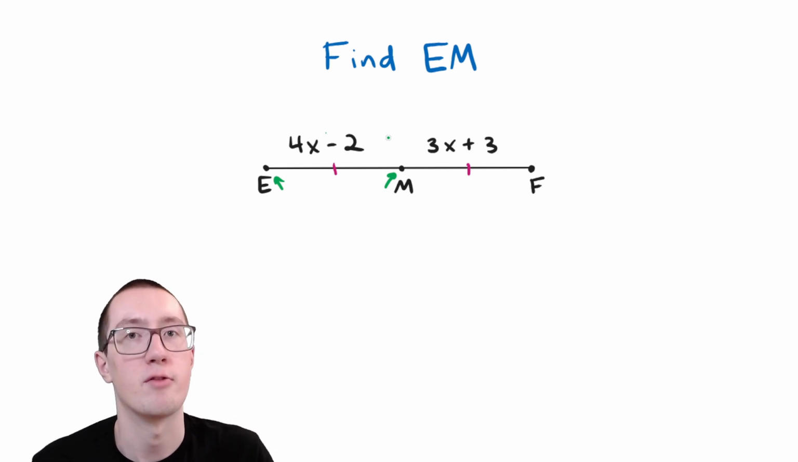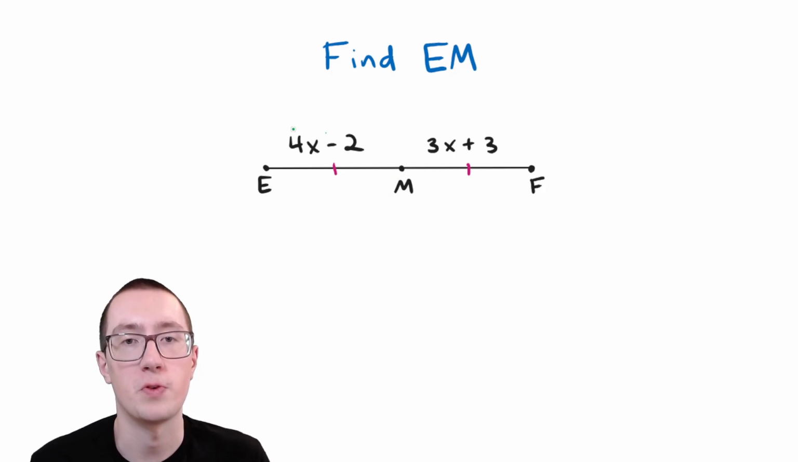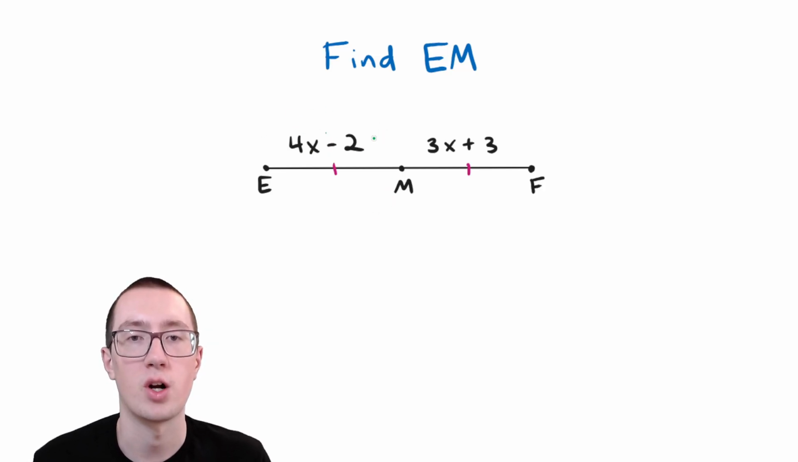We want to eventually just have a number like 10 or something that just gives us the distance. So it seems like the logical thing to do to figure out the distance between E and M is to figure out what x is equal to, because then we can just plug it in for x and then figure out what the distance is.